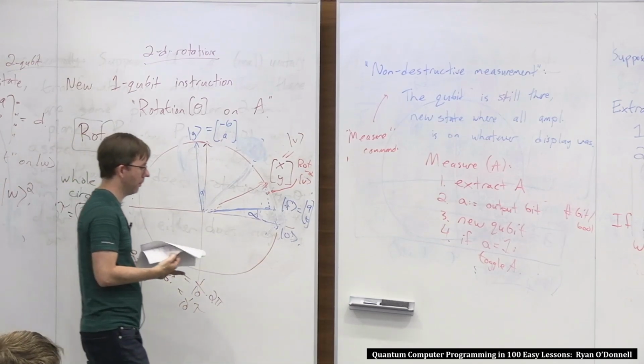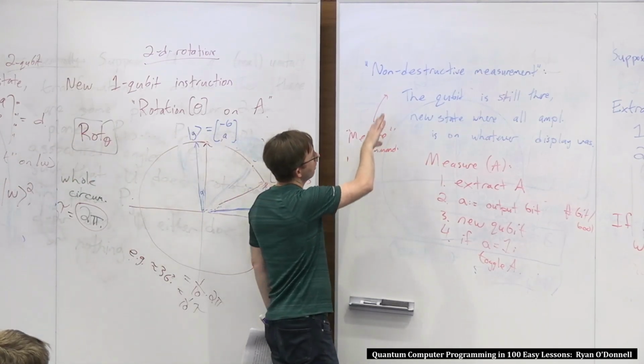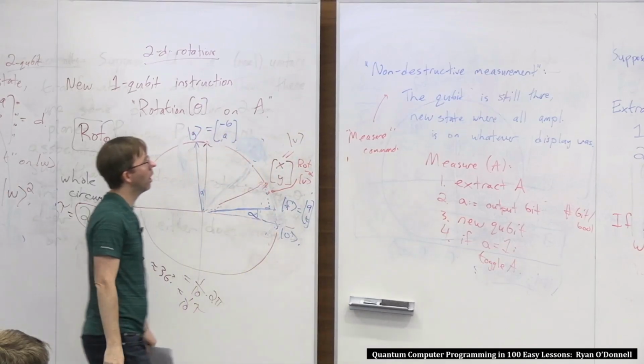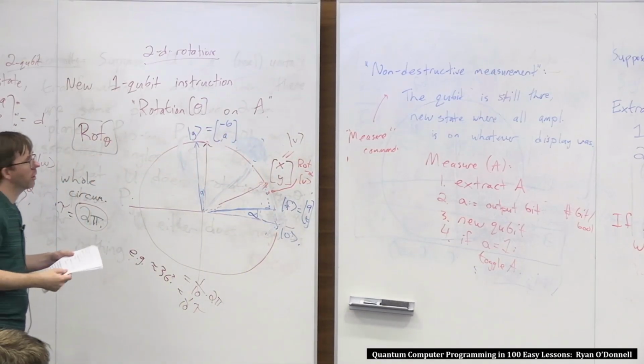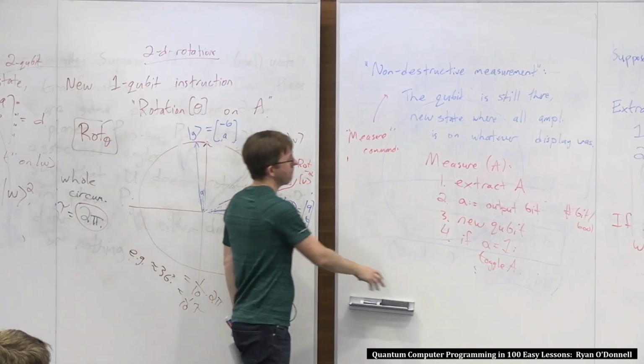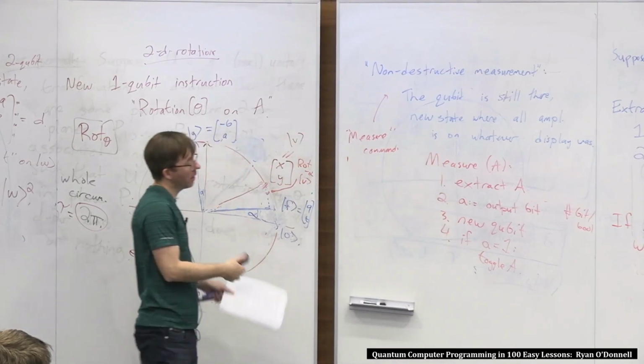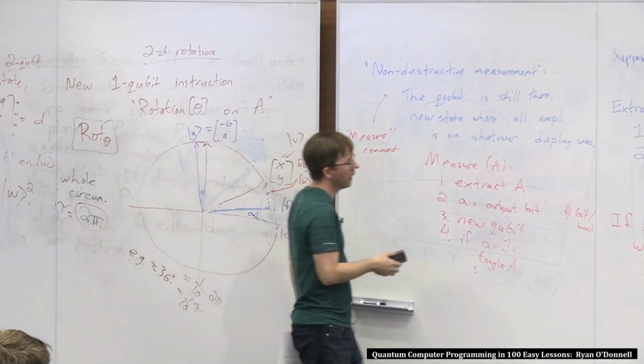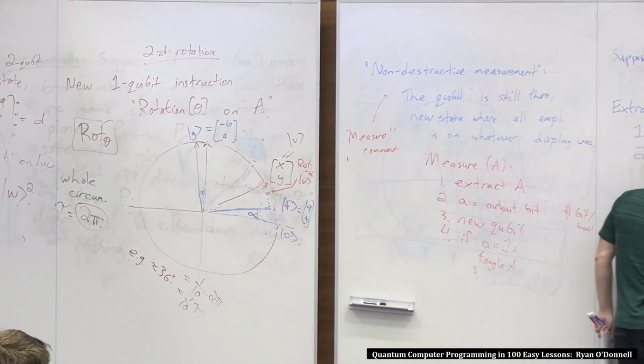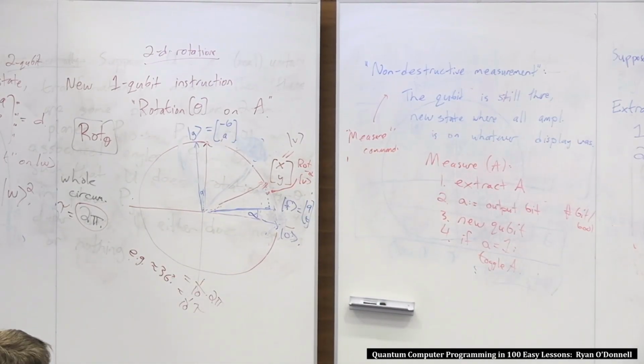Okay, so this is code that you can use for non-destructive measurements. We'll take this as a black box and just call it a measurement. It's code that extracts information and collapses the state, and the qubit sticks around.